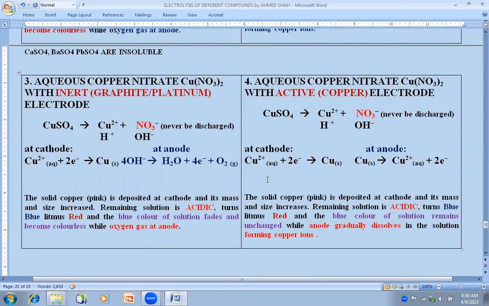In the other case, the anode dissolves. The copper anode dissolves in the solution, producing copper(II) ions, which travel towards the cathode where they gain electrons, and a red, pink, or red-brown solid is deposited. But the color of this solution remains unchanged because the anode continuously dissolves and produces copper(II) ions. The anode dissolves gradually, so the size of the anode decreases, but the size of the cathode increases.